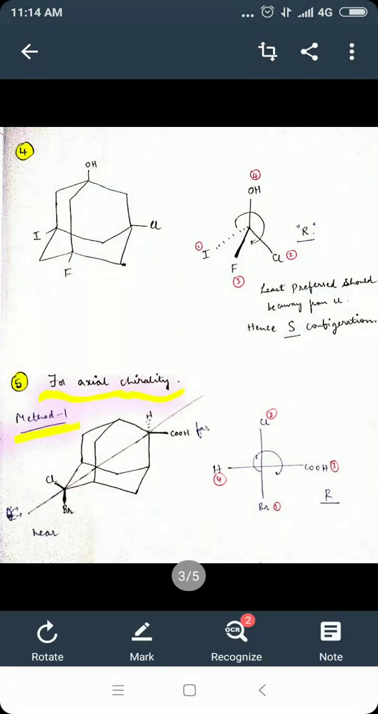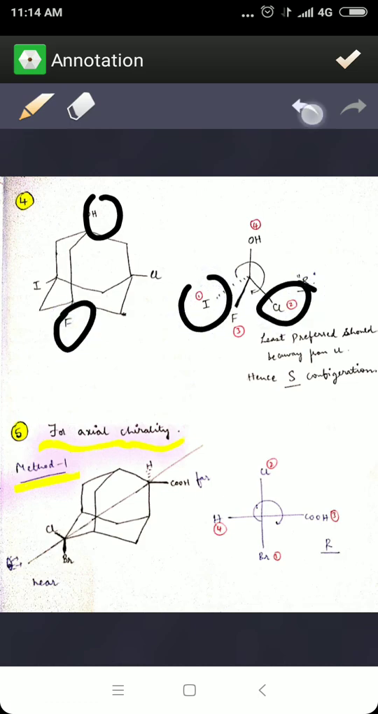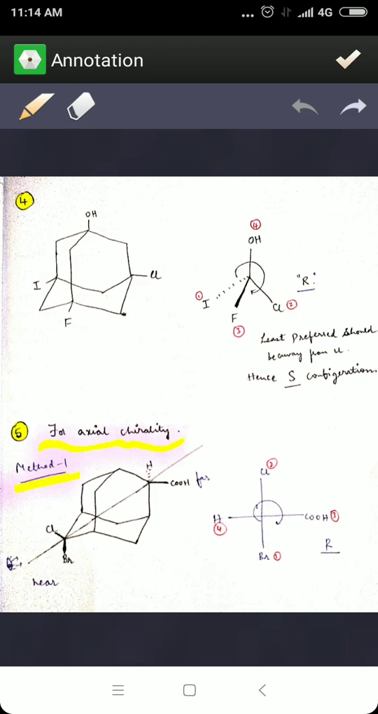Next example, we'll go for the fourth example. So here also you can do the same kind of RS configuration. You have hydroxyl on the top, you have fluorine at the bottom of the vertical line, you have iodine on the left side, you have chlorine on the right side. Now if you are assigning it, iodine gets the first position because it is the highest priority in the priority list. Next comes chlorine, third comes fluorine, and fourth is the hydroxyl. So if you have halogens, first complete the halogens and then you go for the other functional groups.